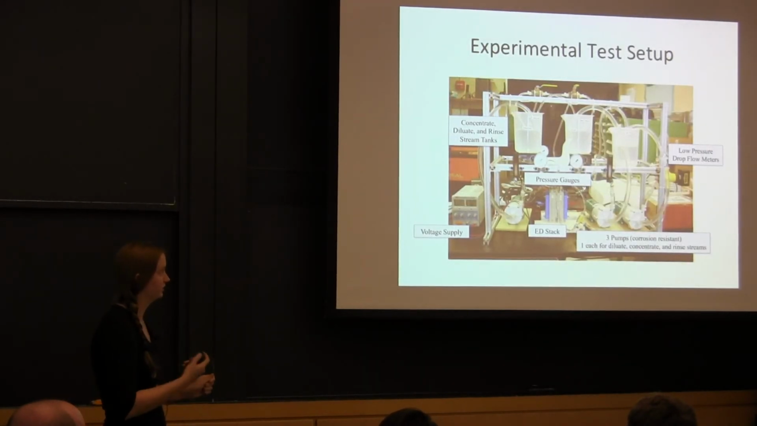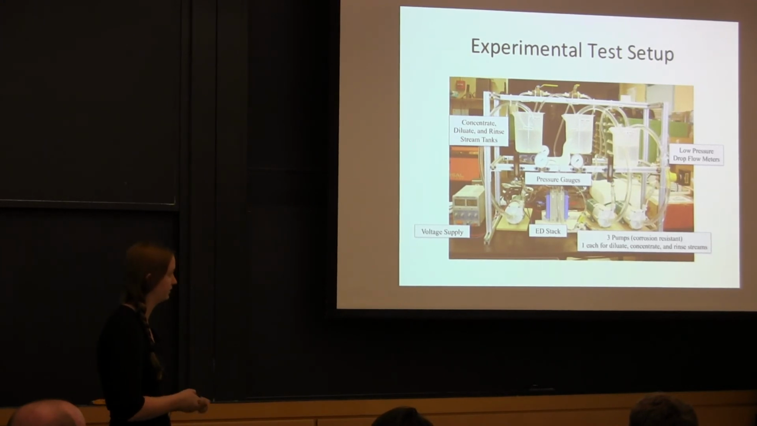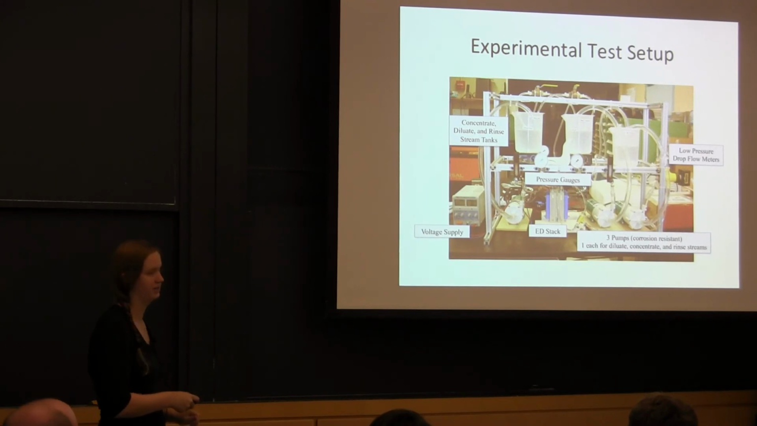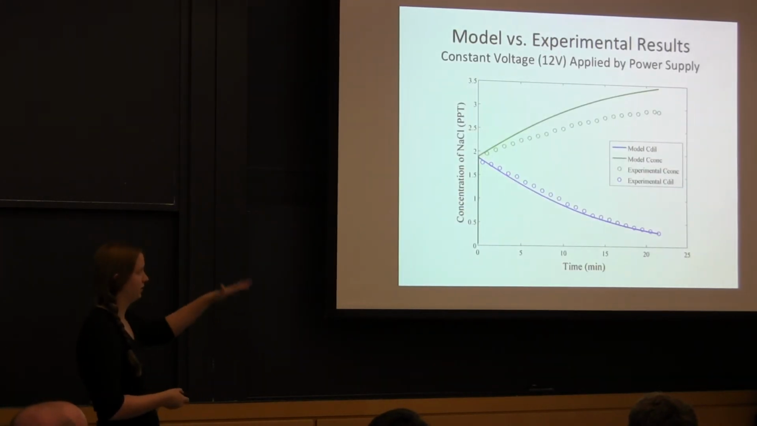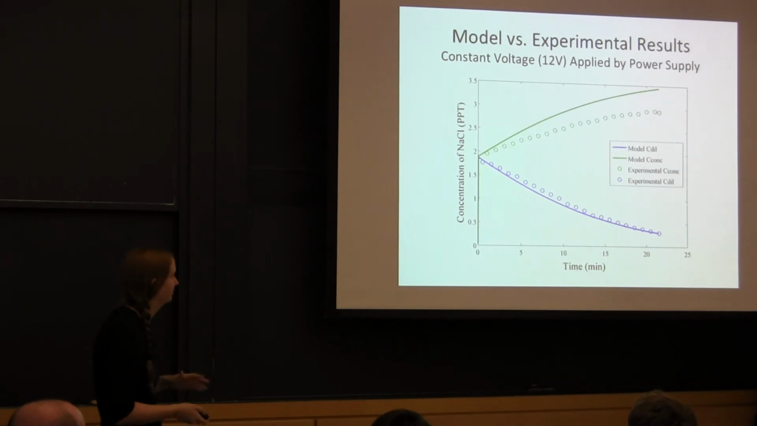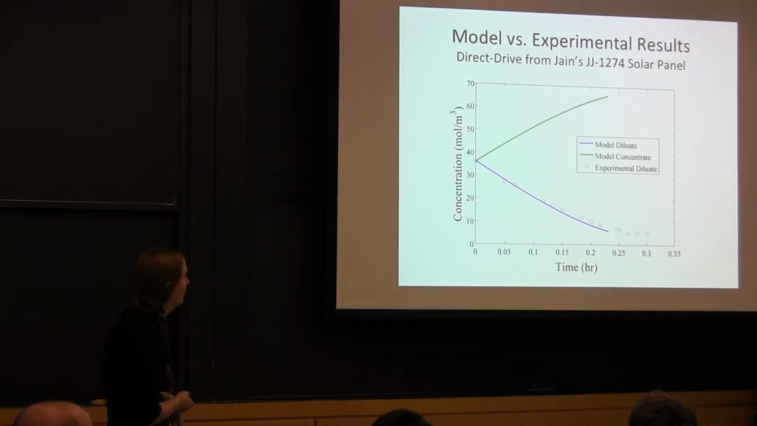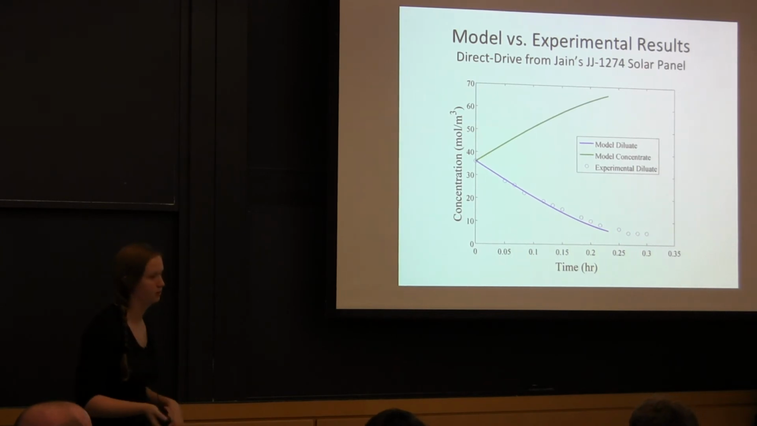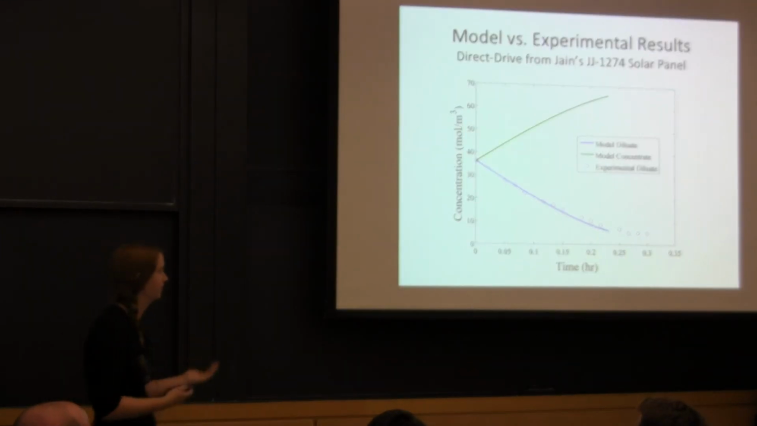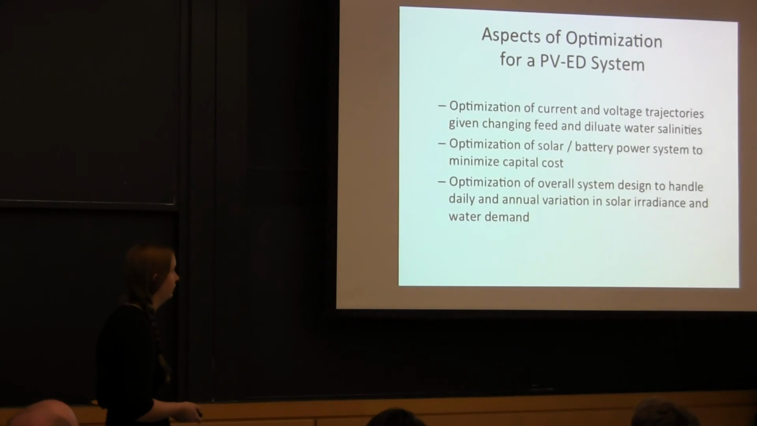We have an experimental setup in the lab, just to show you what it looks like. You have some buckets, some pumps, and a little mini ED stack in here. We have a model and experimental results, where the dots are the experimental results and the solid lines are the model, showing essentially what we're looking at. It also shows that you can direct drive the system from the solar panels that Jane already makes. So those are the types of analysis we're doing now.